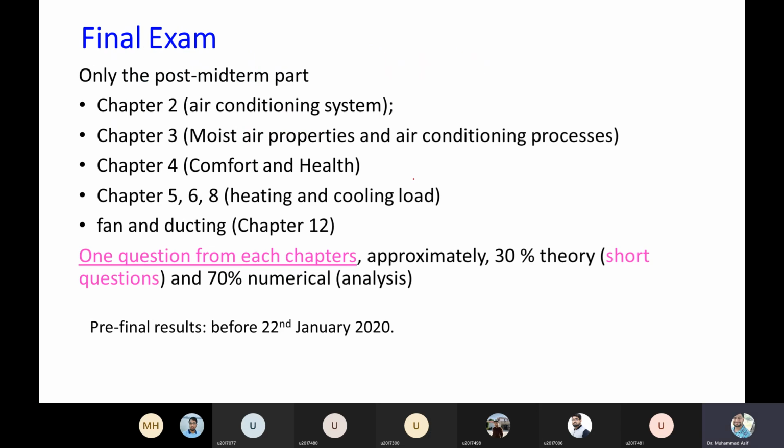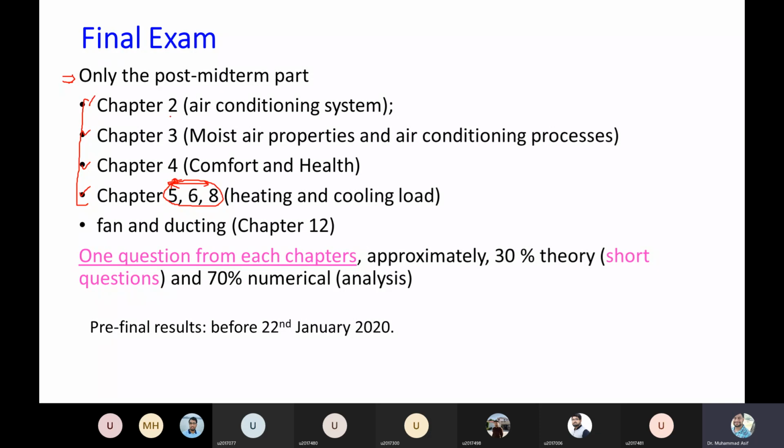Finally, the discussion about the final exam. First of all, only the post-midterm part will be considered in the final exam. You know that we have covered these chapters in the post-mid: chapter 2, chapter 3, chapter 4, chapter 5, 6 and 8. They are basically one chapter actually, because 5 is about the resistance or heat transfer through the building, and similarly 6 and 8 are basically heating and cooling load. So they are basically connected ones. So I would say this is one chapter. Okay, and lastly, we have the fan and ducting, chapter 12.